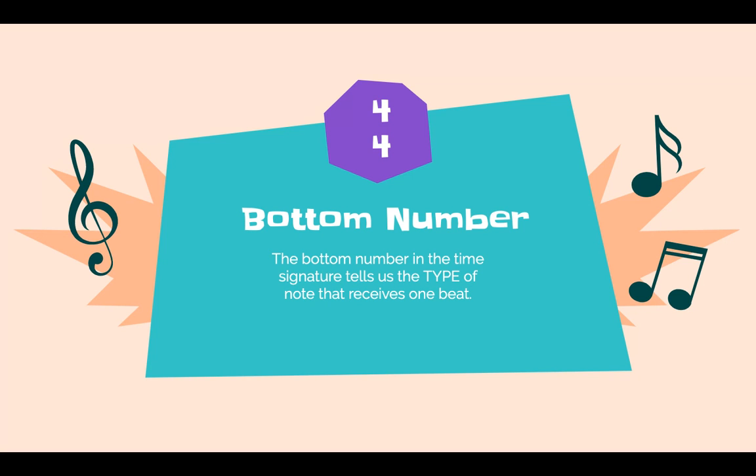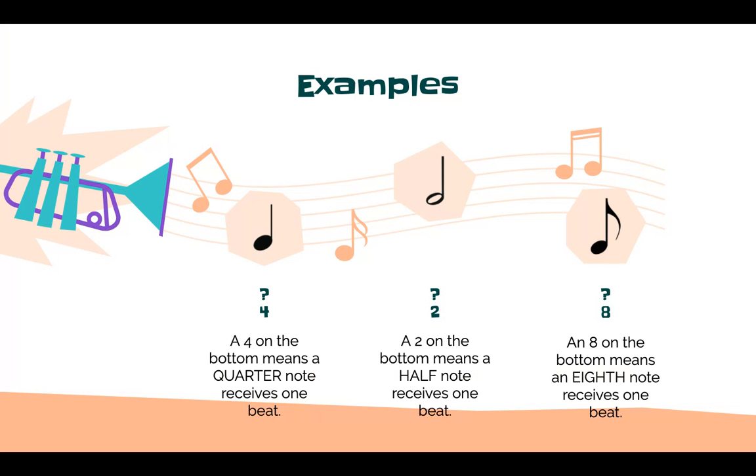So the bottom number in the time signature tells us the type of note that receives 1 beat. So here's some examples. If there's a 4 in the bottom, which is what we're most used to seeing, that means that a quarter note receives 1 beat. I'm going to blow your mind.